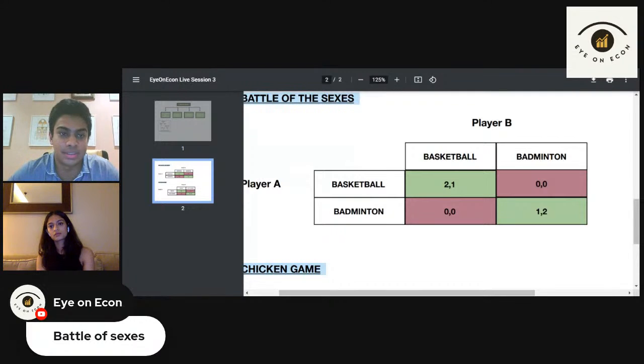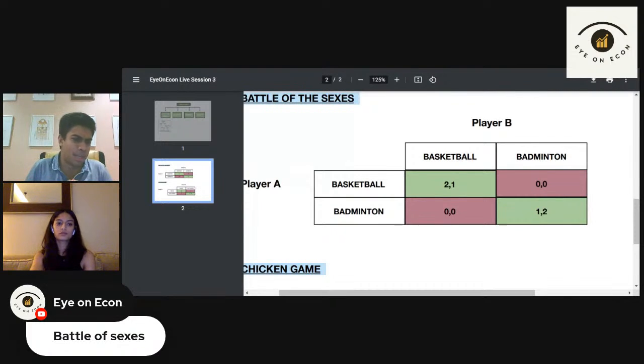As you can see from this payoff, why is it called the Battle of the Sexes? Because it comes down to who convinces the other more and who is willing to take up a bit of a loss more. It comes sheerly down to argumentation there, because player A would love it for both of them to play basketball. Player B would like it for both of them to play badminton.